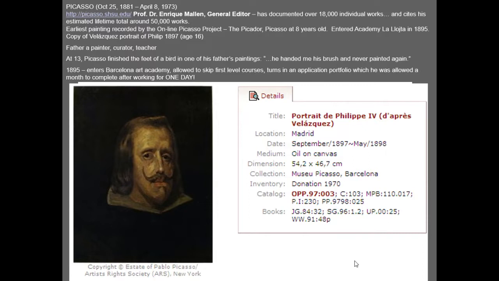At the age of 13, he claimed that he was given the job of finishing a bird in one of his father's paintings, and that his father quit painting at that point, put the brush down, and basically said, "It's up to you now." Picasso's father was an art teacher, and he interceded and got Picasso permission to submit an entry portfolio to the Art Academy in Barcelona. They gave him a month to finish the assignments for them to judge whether to accept him. He finished the work over the weekend.